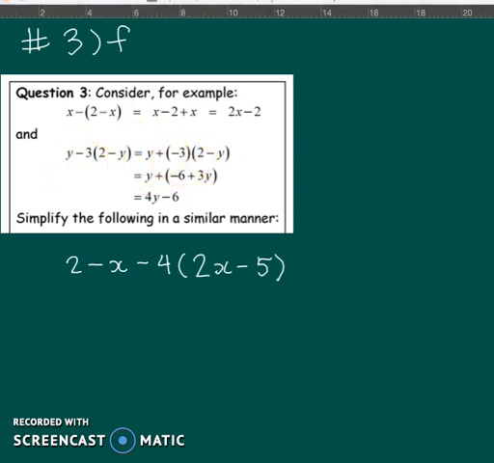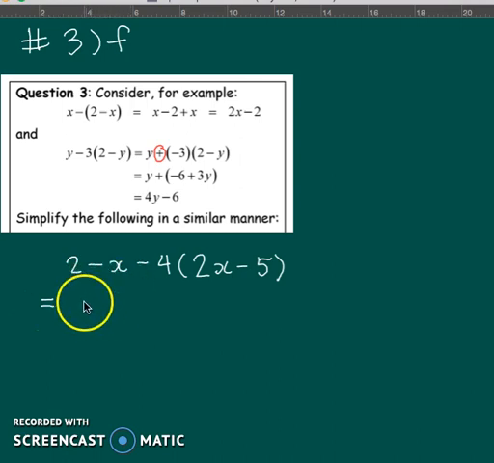So for question 3, we are asked to simplify a number of expressions in the same way that is done in this example, focusing on the idea that we are not subtracting, we are only adding negatives. As you can see here, y minus 3 turned into y plus negative 3. So we're going to try to use that same style to simplify the rest of the expressions that we're given. And here we're going to do example 3f. Okay, so let's start here.